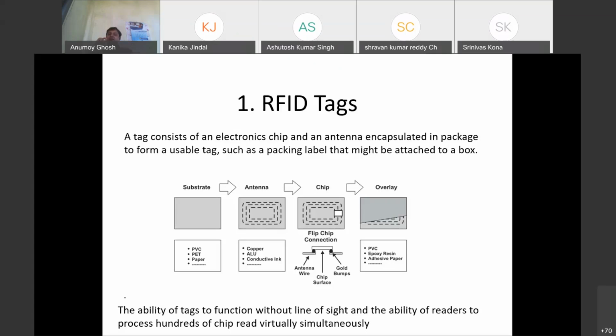And here comes one very important term, that is impedance matching. Suppose the chipset impedance is complex, say 5 plus j2 ohm, and the antenna impedance is, say, 10 ohm. Then there will be a huge mismatch. So what happens if there is a huge mismatch between the antenna and the chipset? What does the maximum power transfer theorem say? It says that the load impedance should be the conjugate of the Thevenin impedance of the rest of the circuit. Then the maximum power gets transferred.